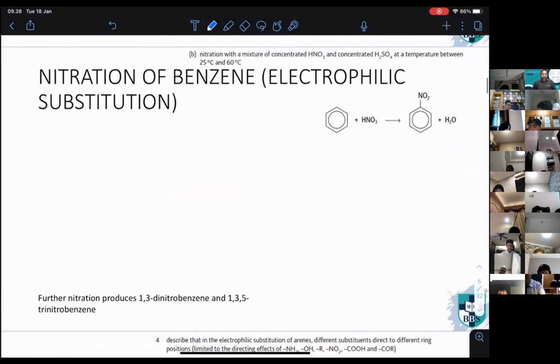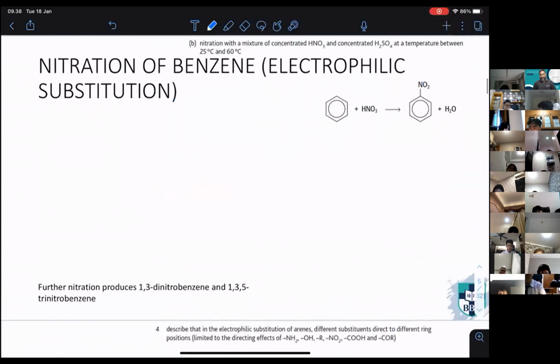Now, then we go into this nitration of benzene. Nitration of benzene is going to be another form of electrophilic substitution. Under nitration, this is going to be the main equation, where the H is going to be substituted by NO2, and you get water.